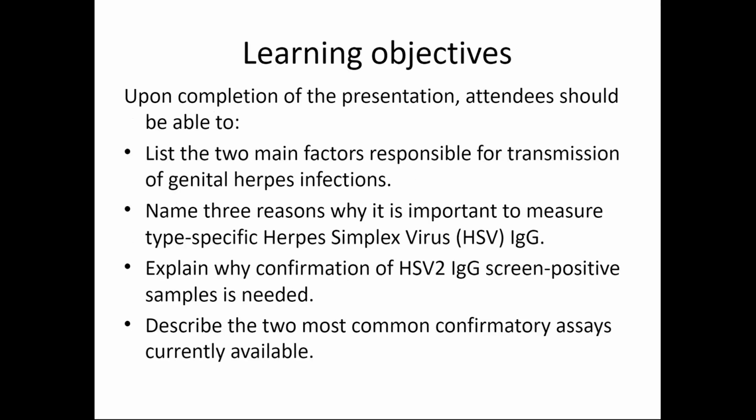The learning objectives related to that are listed here. Once I finish the presentation, you should be able to list the 2 main factors responsible for transmission of genital herpes, name 3 reasons why it's important to measure type-specific HSV IgG antibodies, explain why confirmation of HSV-2 IgG screen-positive samples is needed, and lastly, describe the 2 most common confirmatory assays that are currently available.